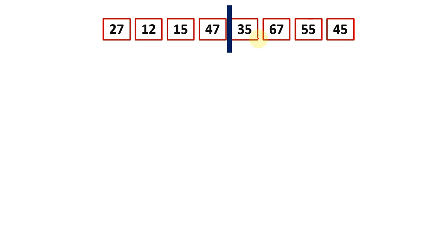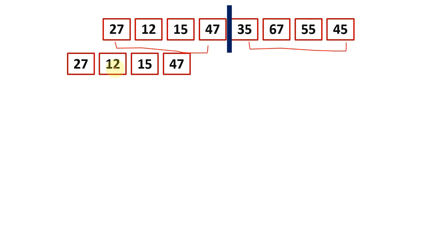Say 4 elements and here 4 elements. Next, this is list 1, isn't it? This is list 1. This is list 2. Then 27, 12, 15 and 47. These 4 elements will become the first. So this is nothing but division, the first level of division.